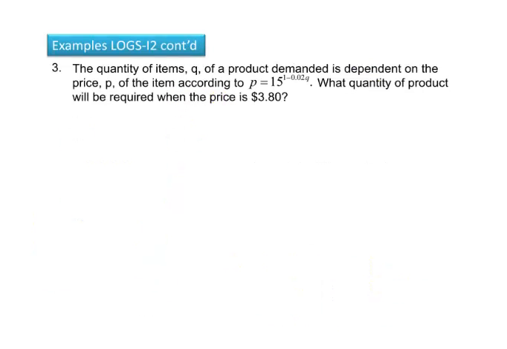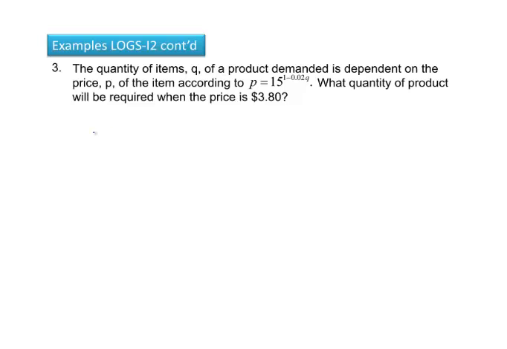Oh, there is one more. I thought that was the last one. The quantity of items Q of a product demanded is dependent on the price P of the item according to P equals 15 minus 0.02Q. What quantity of product will be required when the price is $3.80?